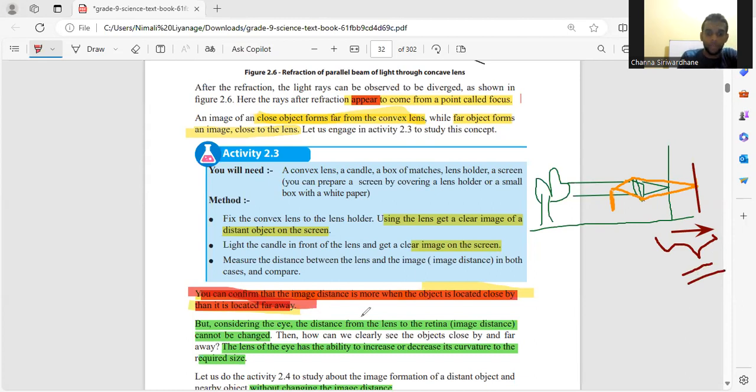You can confirm that the image distance is more when the object is located close by. Object එක කාචට ළඟින් තියෙද්දි image distance එක වැඩි. Object එක කාචට දුරින් තියෙද්දි image distance එක ළඟයි. You can confirm it by this activity 2.3.